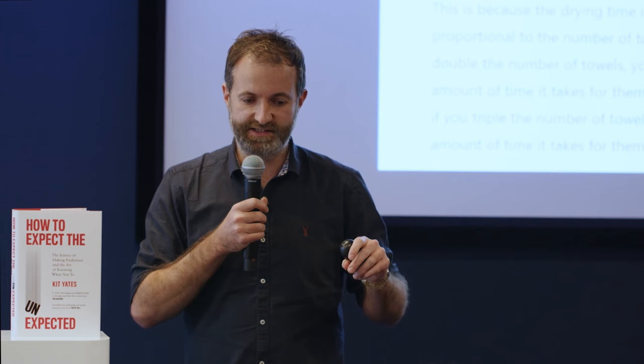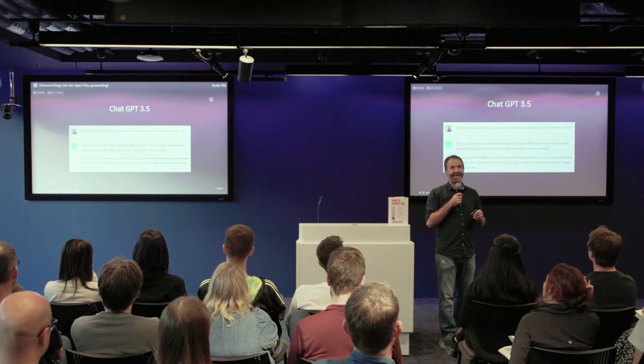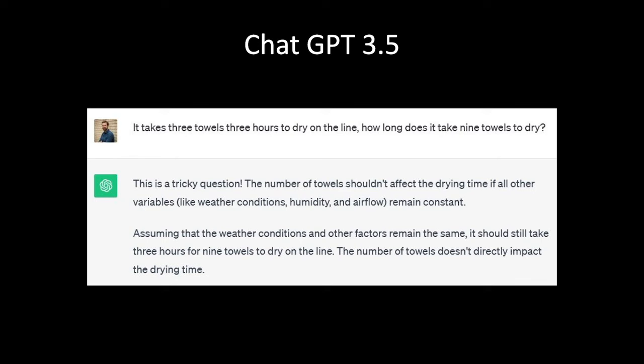Now, I gave this talk 3 or 4 months ago at the Royal Institution, or something similar to this, and they clipped up that last minute that I've just done, and it went quite viral. It did about 10 million views on their YouTube channel. It's the biggest video that they've done. And something changed at ChatGPT. So now when you ask ChatGPT, it says, this is a tricky question. The number of towels shouldn't affect the drying time if all other variables like weather conditions, humidity are constant.